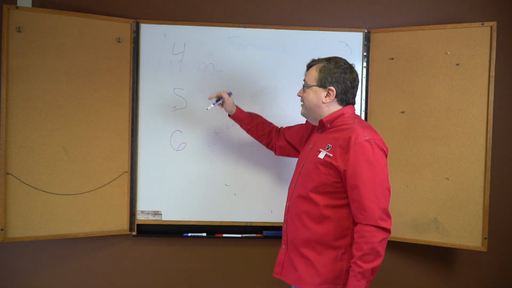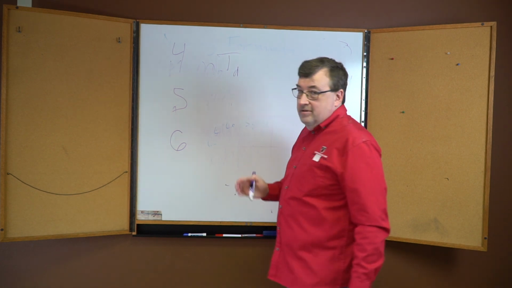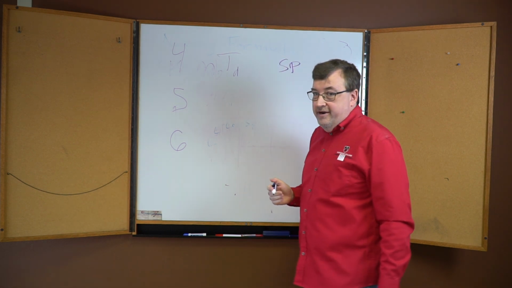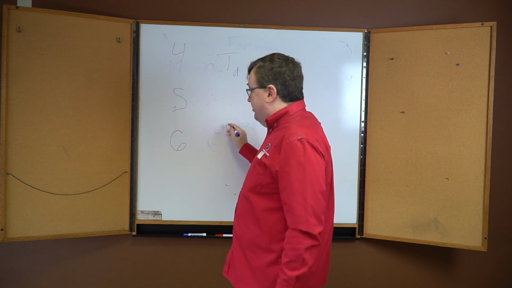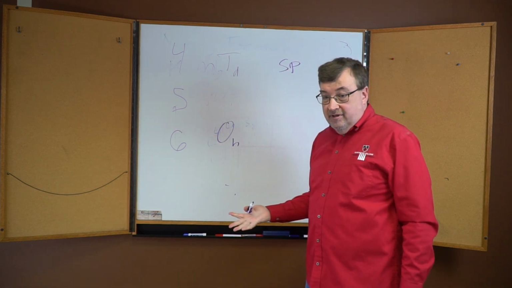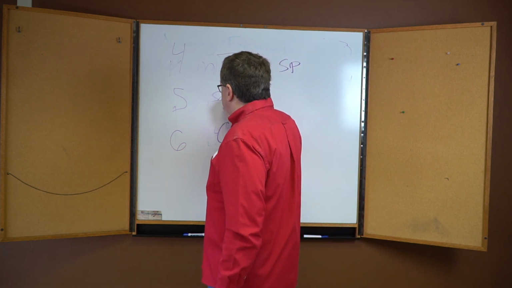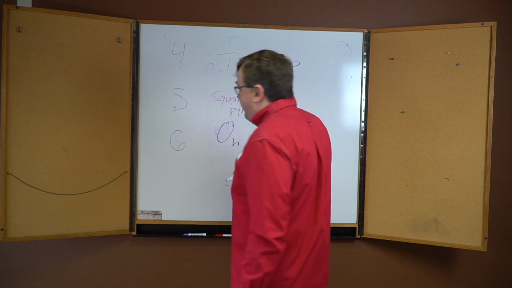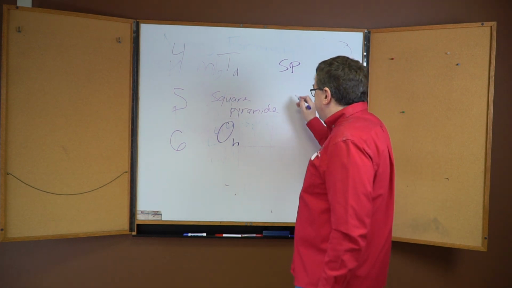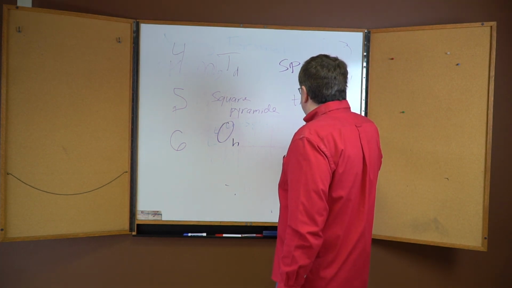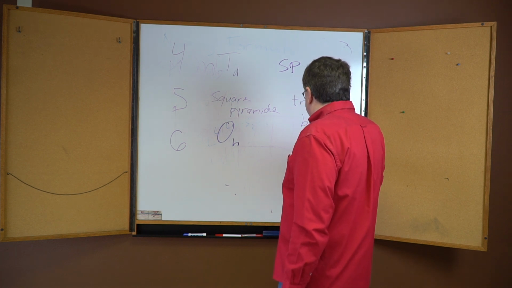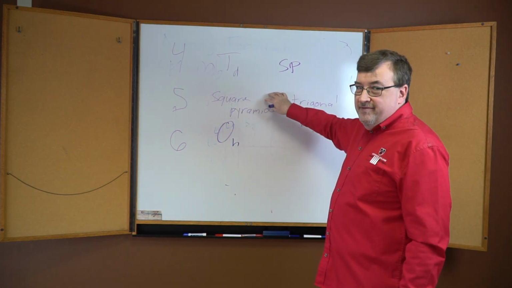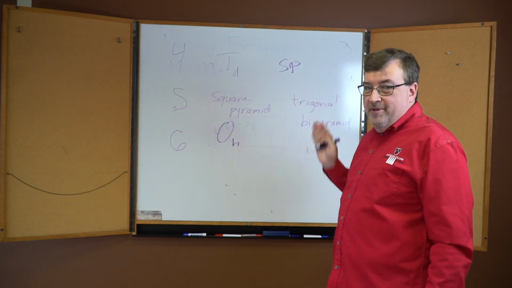For 4 coordinate, you get your classic tetrahedral, which I'm going to abbreviate Td, and then square planar. For 6 coordinate, I'm going to just stay with octahedral. Five coordinate will be square pyramid and trigonal bipyramid. Most of the time we will be looking at the square pyramid.